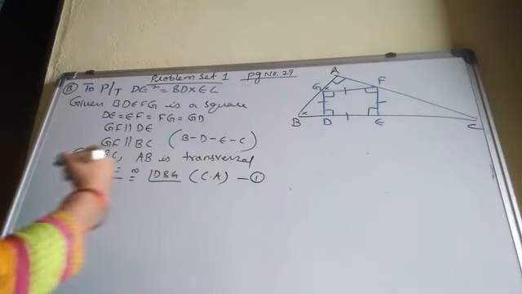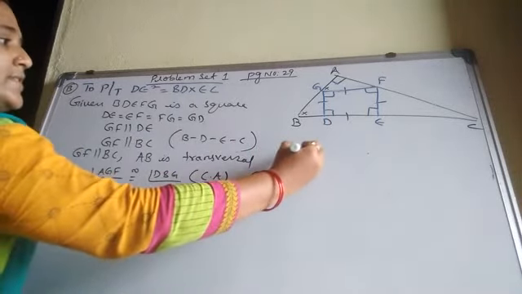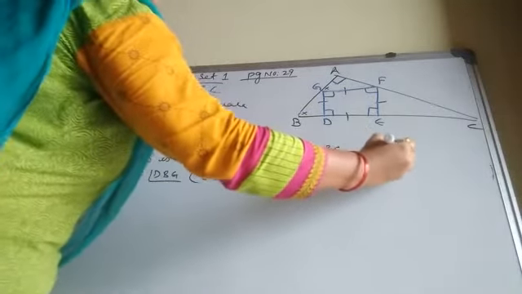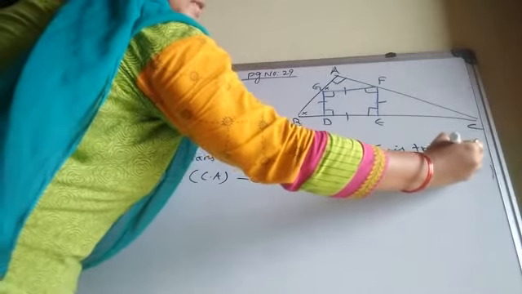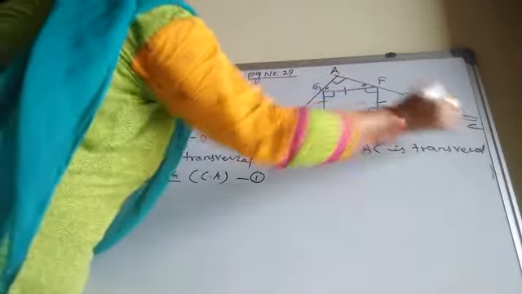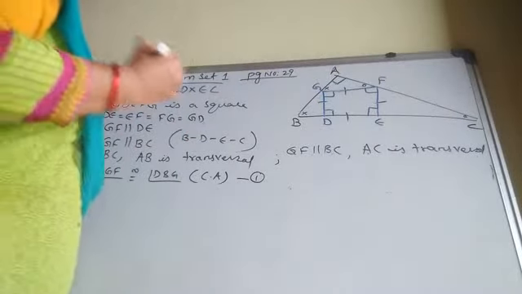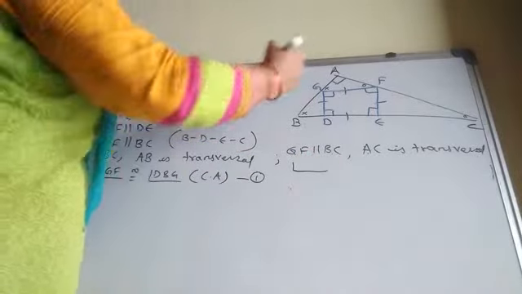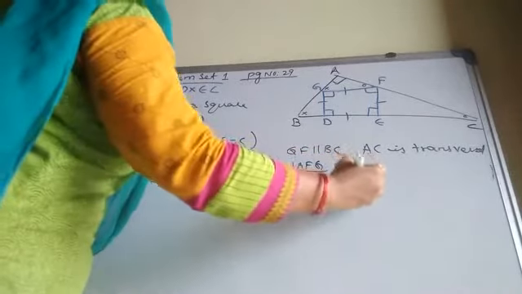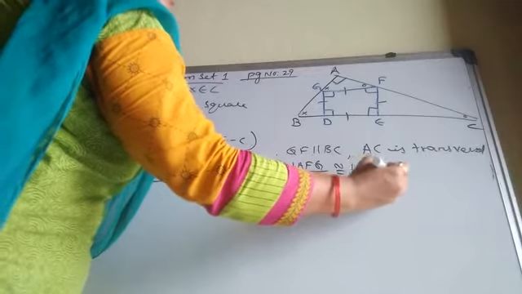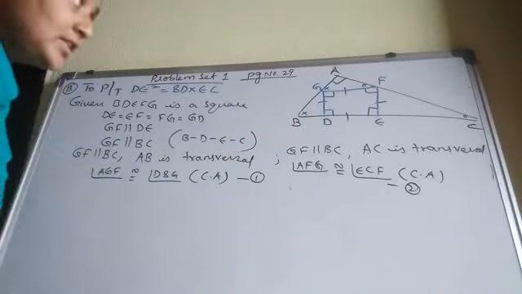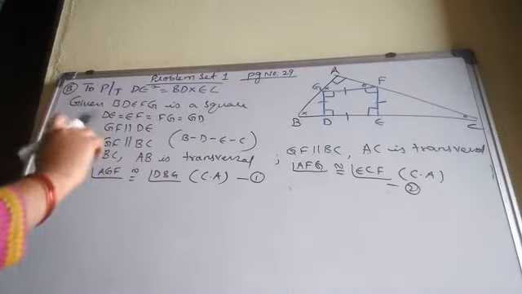This is number 1. And one more thing, the same parallel lines: GF is parallel to BC, and AC is the transversal. Here also two angles. Corresponding angles are congruent. Angle AFG is congruent to angle ECF. Reason: corresponding angles are congruent. Now, in both triangles I got two conditions.